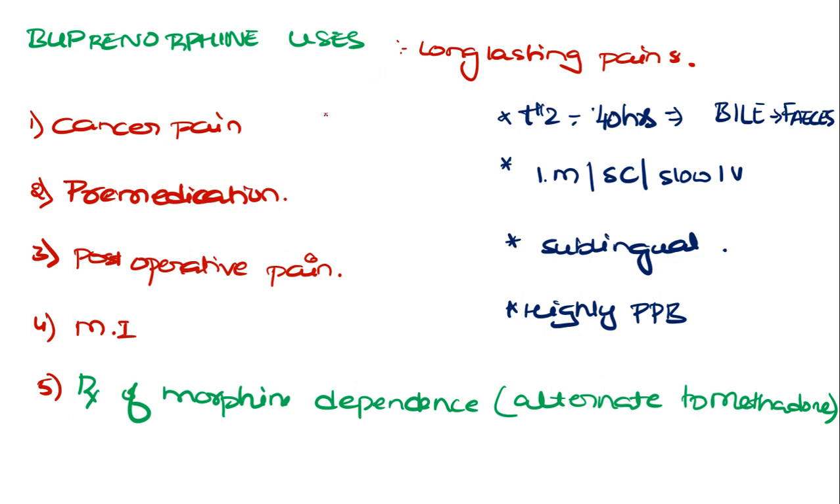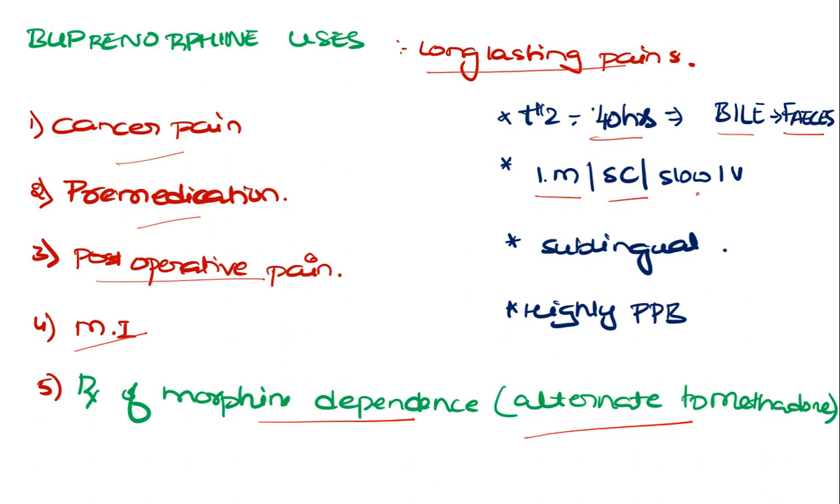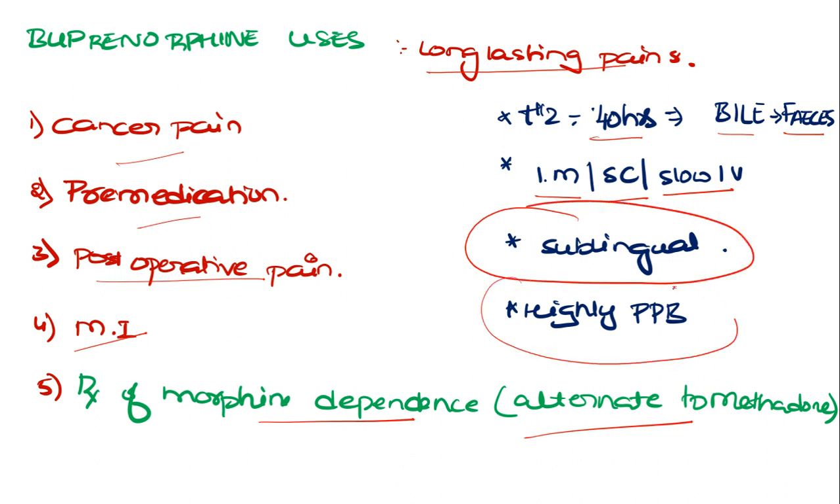So buprenorphine can be used since it has a longer duration of action. It can be used for long-lasting pains like cancer pain, pre-medications, post-operative pains, pain due to MI, and it can be used for treatment of morphine dependence as an alternative drug to methadone. Half-life is around 40 hours. It will be excreted through bile and finally through the feces. The route of administration is intramuscular, subcutaneous, it can be given through slow IV, and also through the sublingual route. And very important, it has high protein binding capacity.